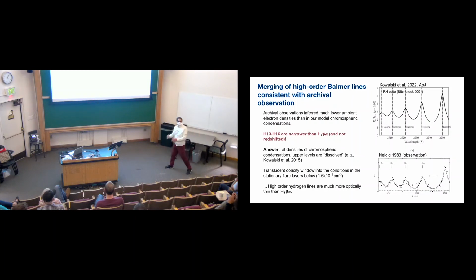The condensation is so dense that you have non-ideal effects. The upper levels of those transitions are dissolved. They don't exist. So you have a gray opacity window at these wavelengths in the condensation. You have a translucent window down to the stationary layers that are heated less, have lower electron density, and give smaller broadening. Compared to archival observations, decent.